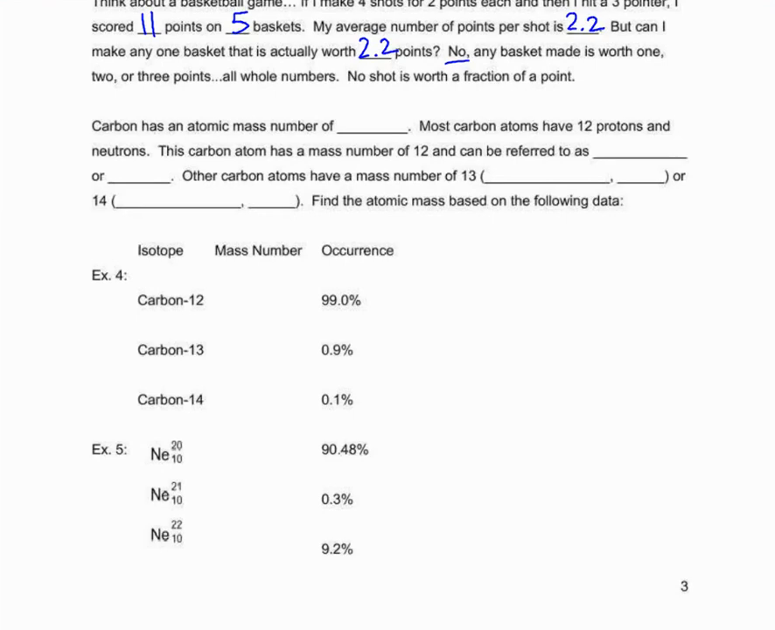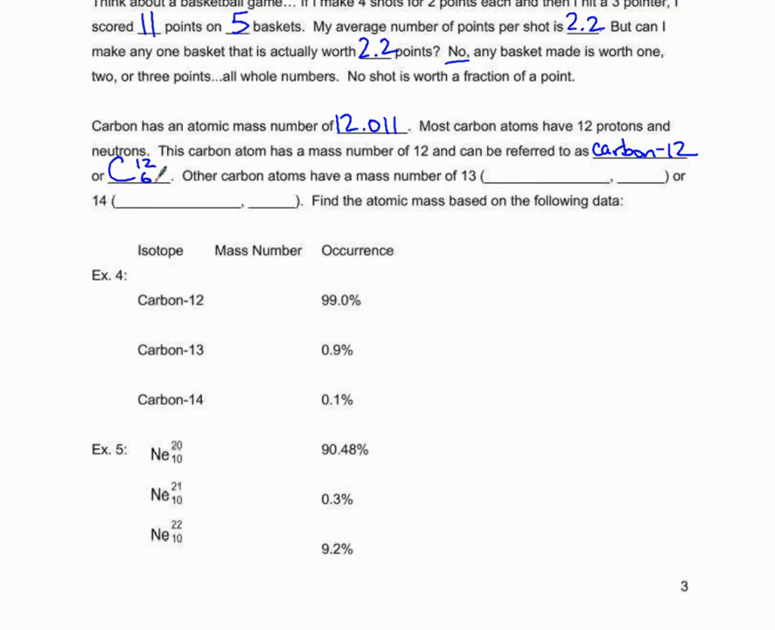So carbon has an atomic mass number that we get from the periodic table, 12.011. Most carbon atoms have 12 protons and neutrons. This would be the mass number. The mass number is 12. We would refer to a carbon with a mass number of 12 as carbon 12, like this. You could write it as this number, carbon mass number is 12, atomic number is 6.